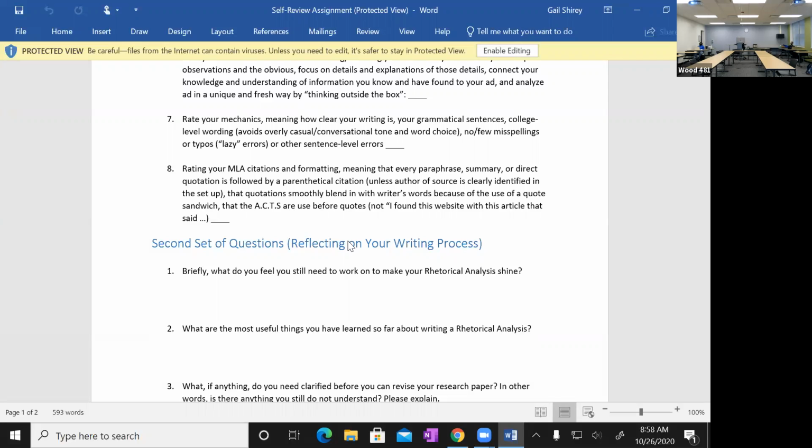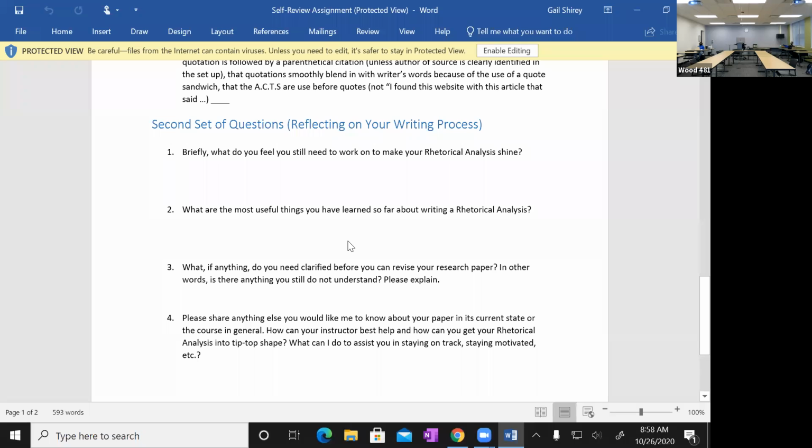Does that make sense? The second set of questions, this is where you're giving me some feedback. Briefly, what do you think you still need to work on to make this essay fantastic? What are the most useful things that have helped you so far in writing your analysis? What do you need to clarify before you revise it one more time?